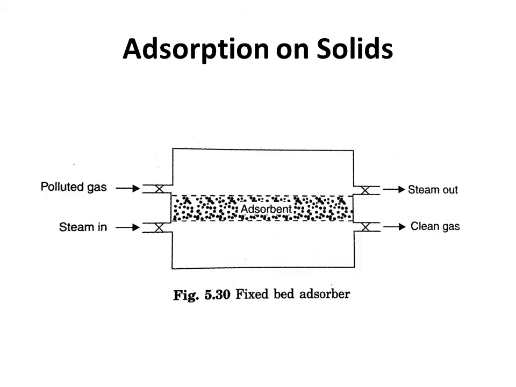In the adsorption process, the first stage is the diffusion of the pollutant from the bulk gas phase to the external surface of the solid. The second stage is the diffusion of the gas molecules into the pores of the solid. And the third stage is the actual adsorption on the active sites inside the pores.